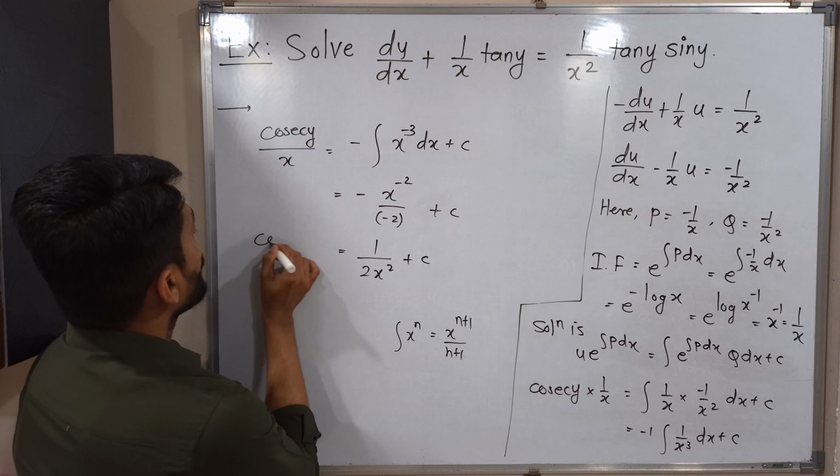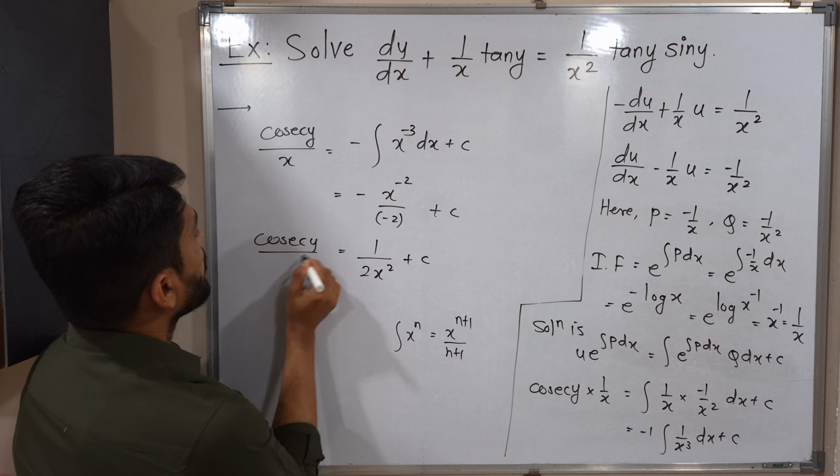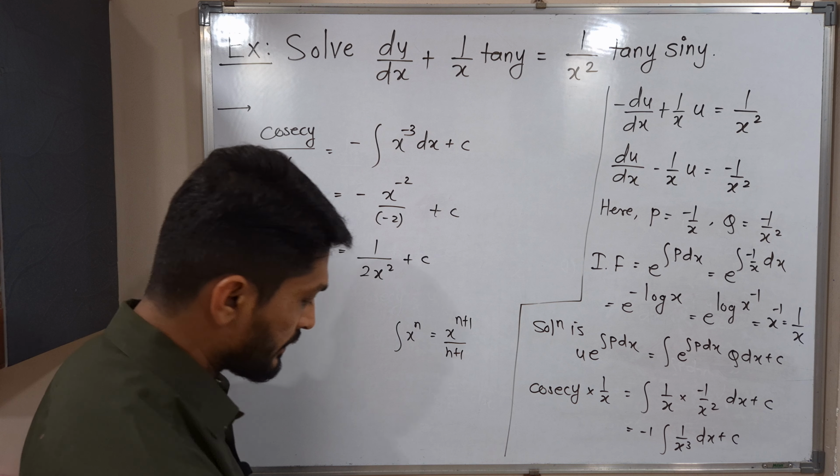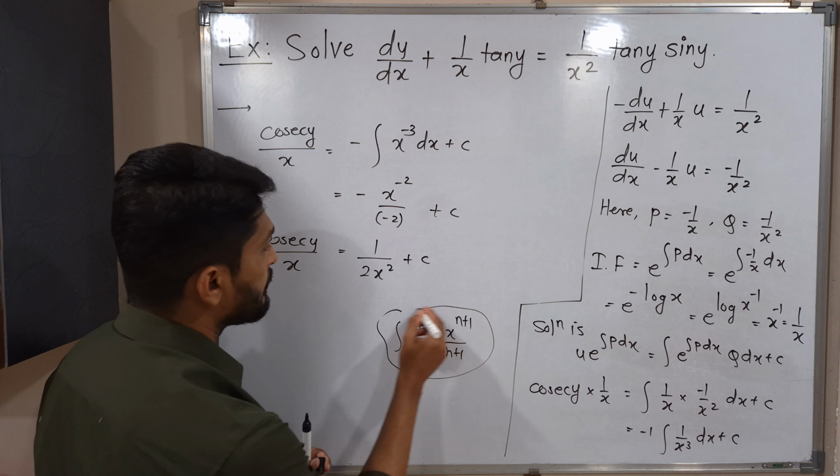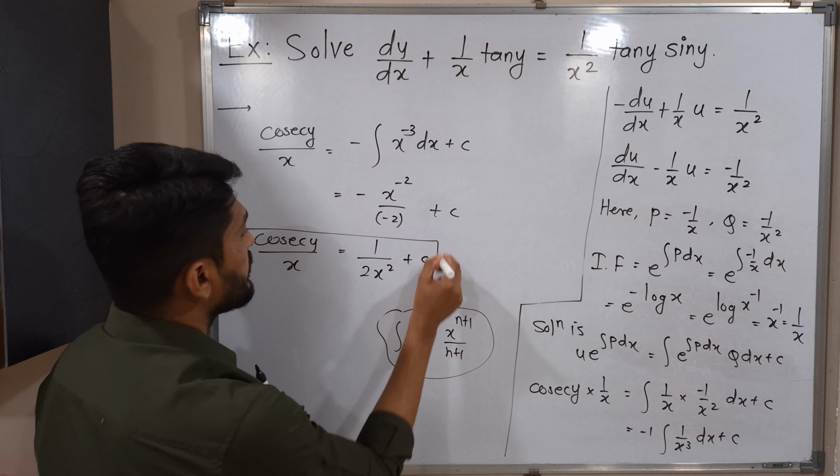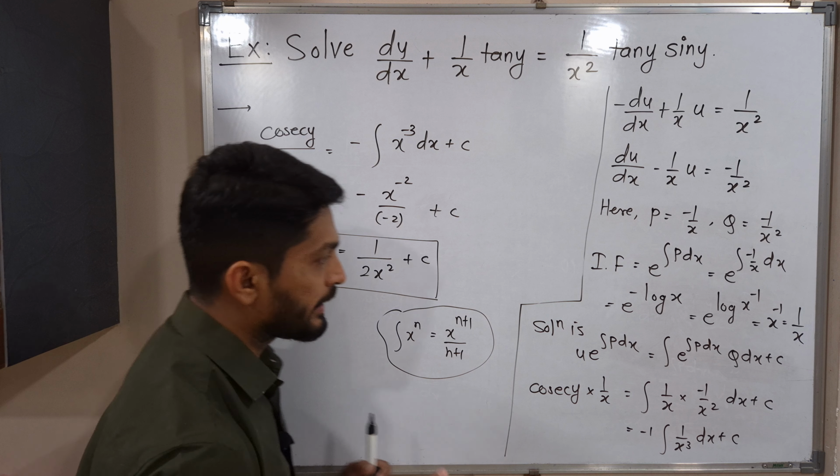And here cosec y upon x. That's it. So you can say this is the final answer. So this is the formula we used. Let me highlight it, and this is the final answer. So in this way we completed this problem.